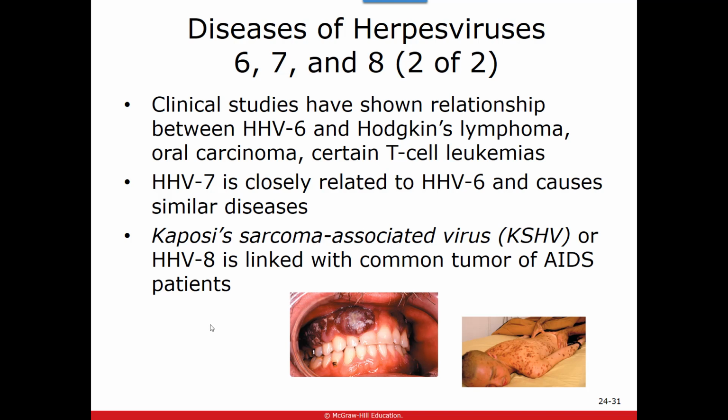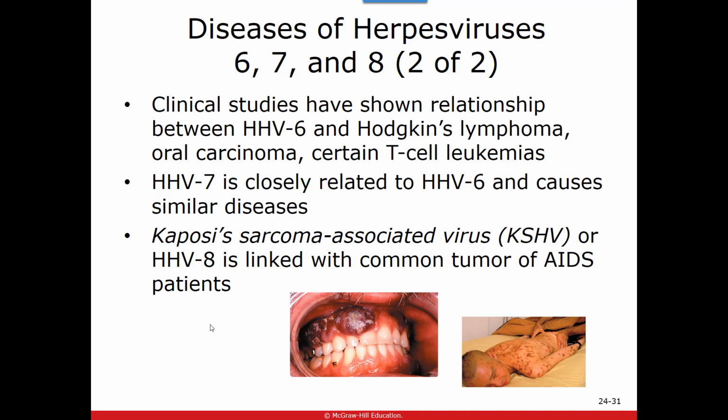The human herpes virus 8 generally only causes issues for adults that have no working immune system, so those that are in the AIDS stage of HIV. And it can cause a cancer known as Kaposi's sarcoma. Now, this is a cancer of blood vessels, so it causes the blood vessels to enlarge.